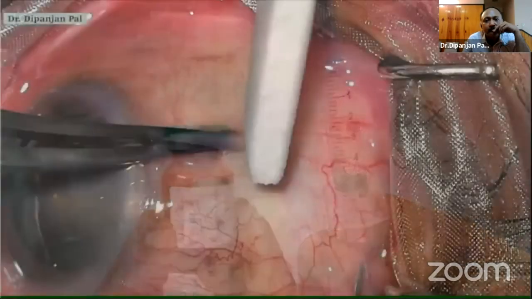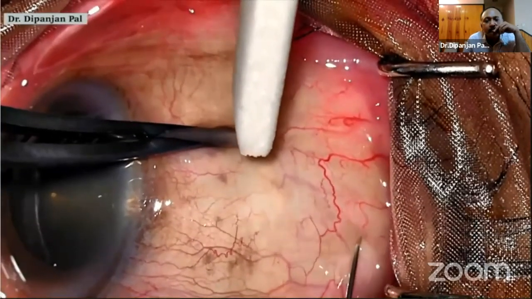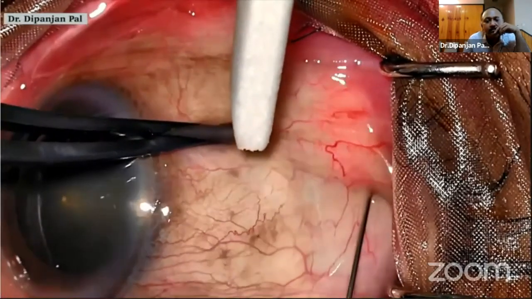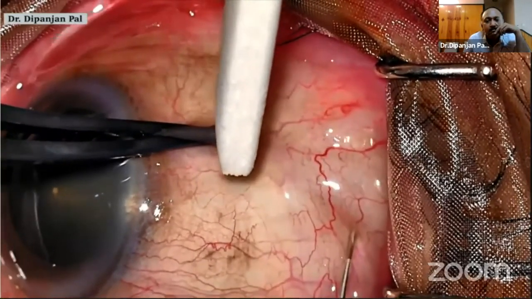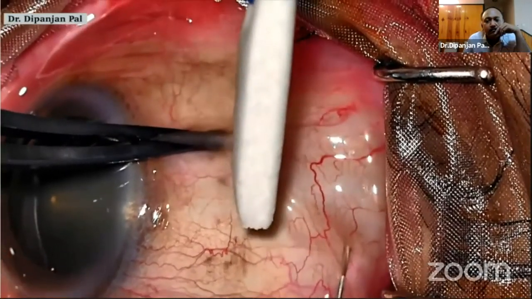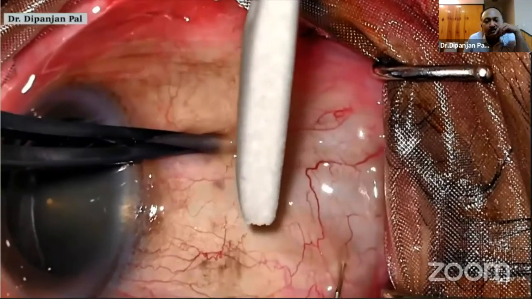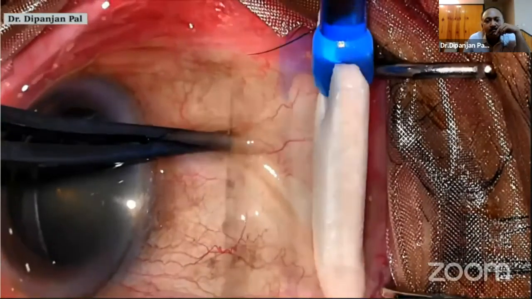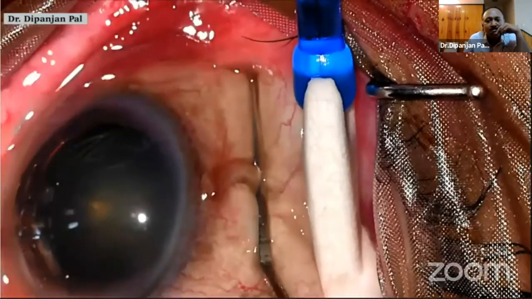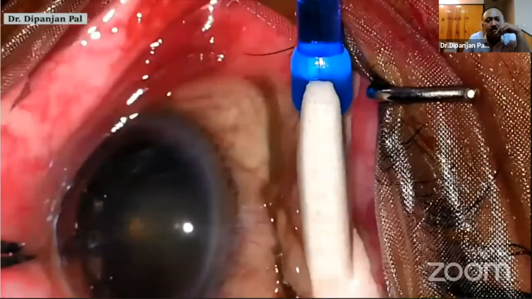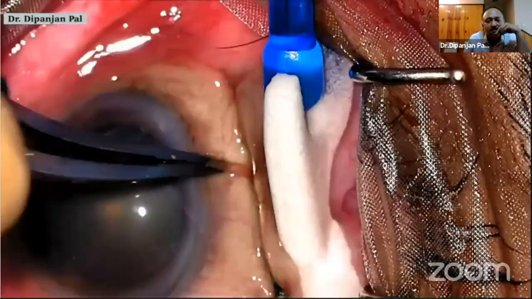So this video we will skip. This is a small video clip of the procedure that I do. It's around 7 millimeter from the limbus with a bevel down needle. I push this 20 microgram mitomycin C and try to keep it away from the limbal stem cells and the limbus, which can cause late leaks.